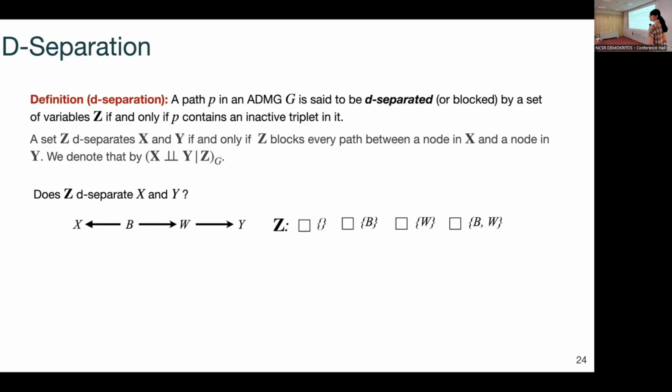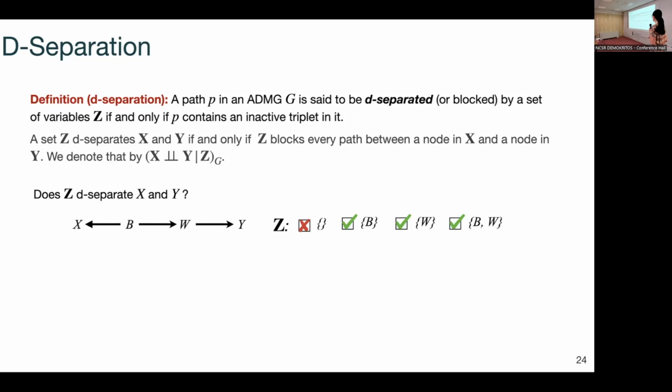What about the second one? What do you think? It's the same case, where W is a non-collider, so the information from B reaches Y. So if the set Z is empty, both triplets are open. They are not inactive, they are active. This means that X and Y are d-connected. So that's a no. What about now putting B in the set? Now you make the first triplet inactive, and that's sufficient. What about W? Again, symmetric. What about both? Doesn't matter, I already blocked one side or the other.